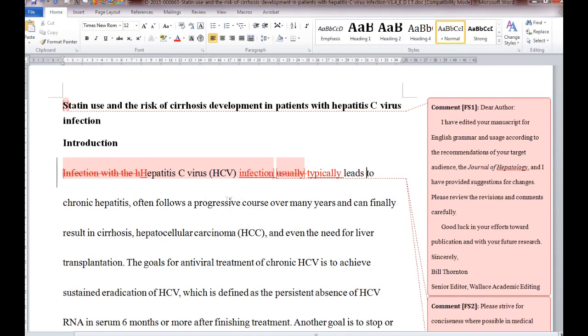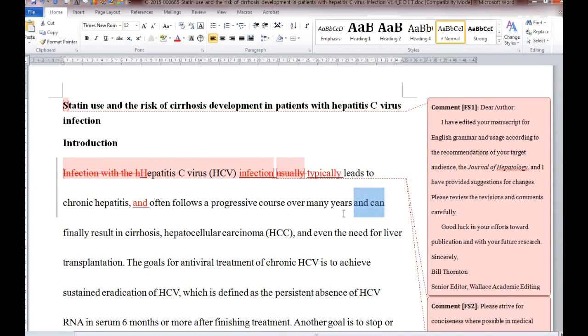Moving forward with this sentence, leads to chronic hepatitis, often follows a progressive course over many years, and can finally result in cirrhosis. I'm going to move back. I think a conjunction here would work. It clarifies it somewhat. The author has multiple clauses here, and omitting conjunctions can often lead to confusing wording, I should say, or ambiguous, and we don't want that. Sometimes it can be just downright inappropriate.